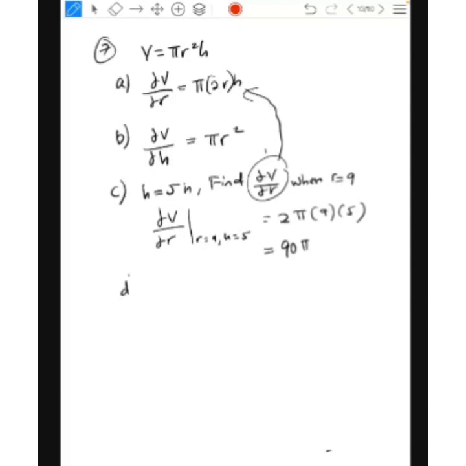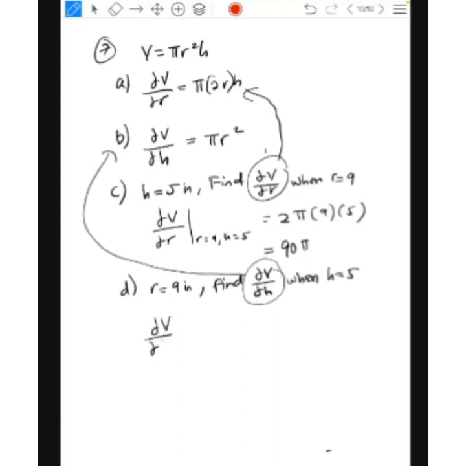Okay, for D, suppose that r has a constant value, r equals 9 inch, but h varies. Find the rate of change of V with respect to h. So find ∂V/∂h at the point when h equals 5. Again, this ∂V/∂h, you take it from B. You have already solved it, so you just use that one. πr², now r is equal to 9. So π times 9 to the power of 2, which is 81.